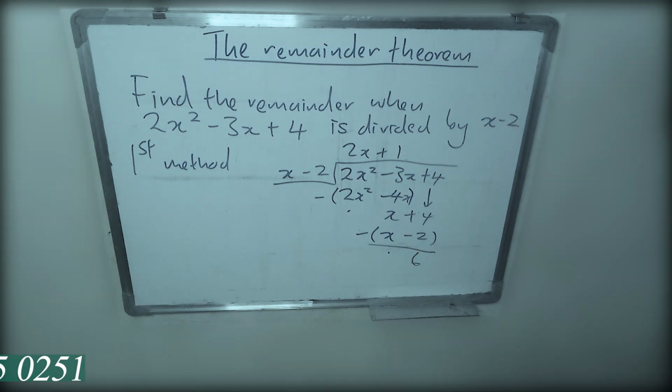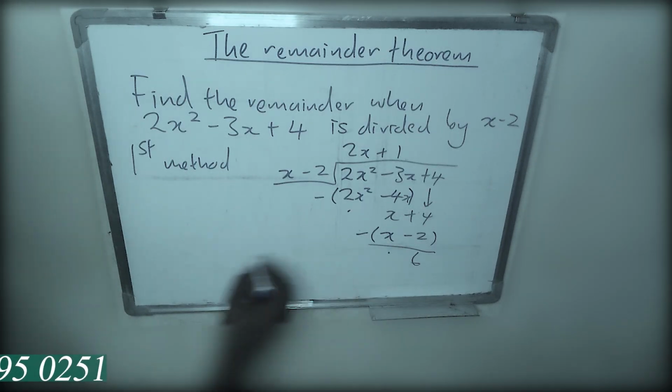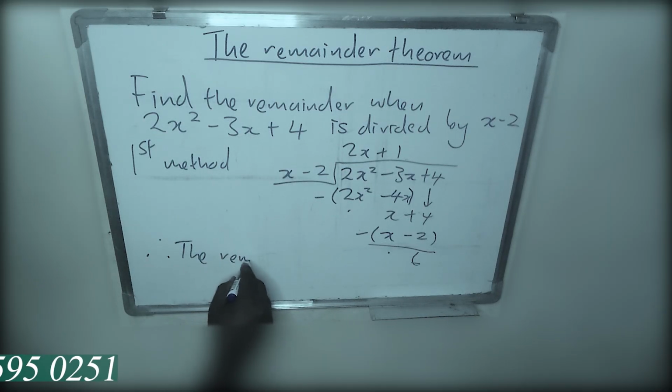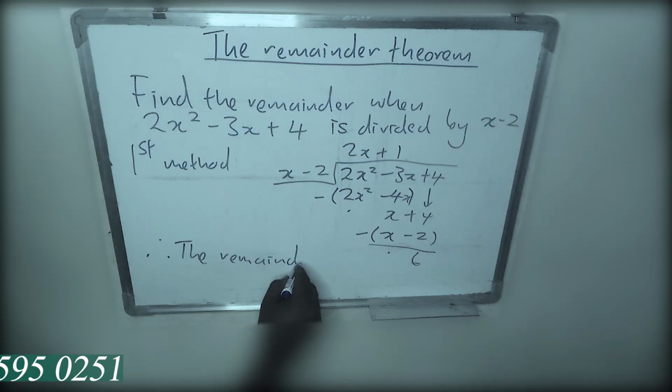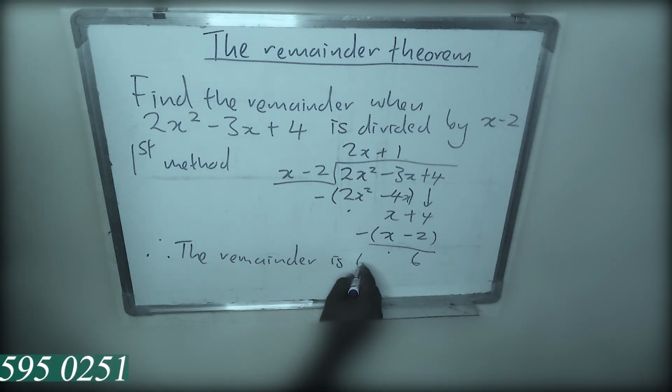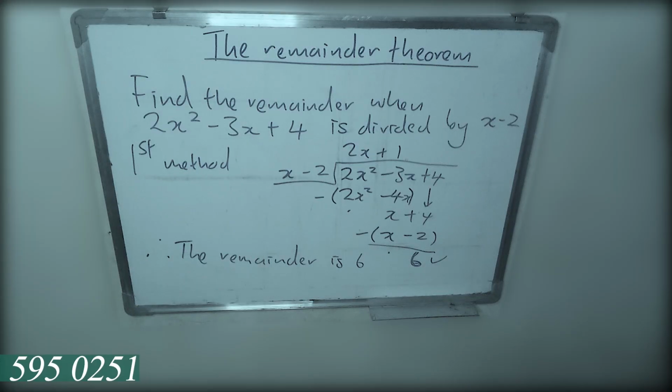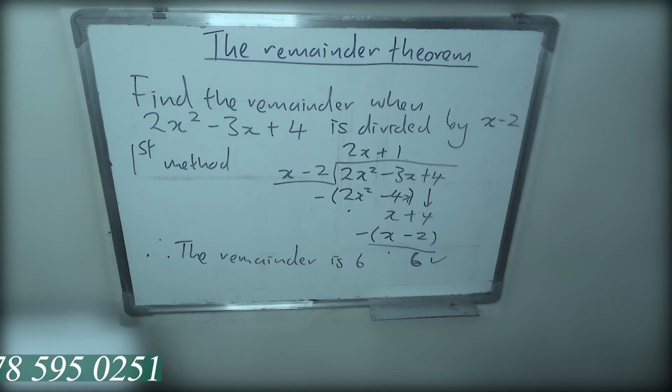So if you divide 2x squared minus 3x plus 4 by x minus 2, the remainder is 6. This is the remainder. Right? Let us look at the second method that we can use for the remainder theorem.